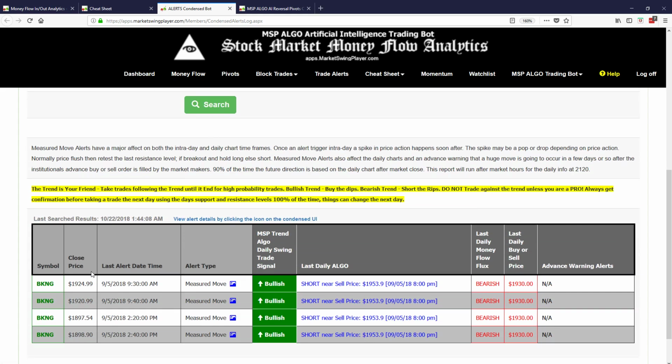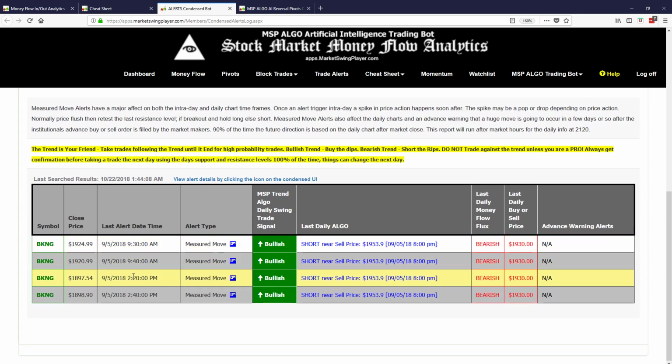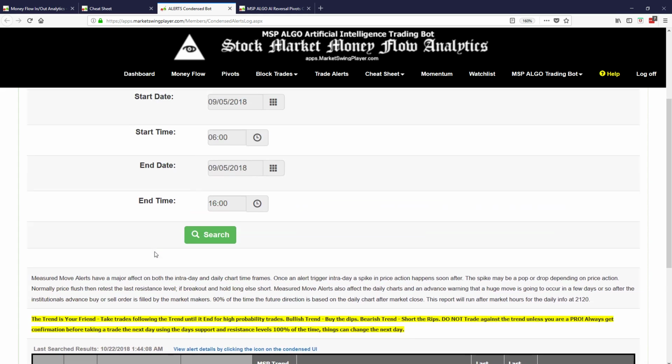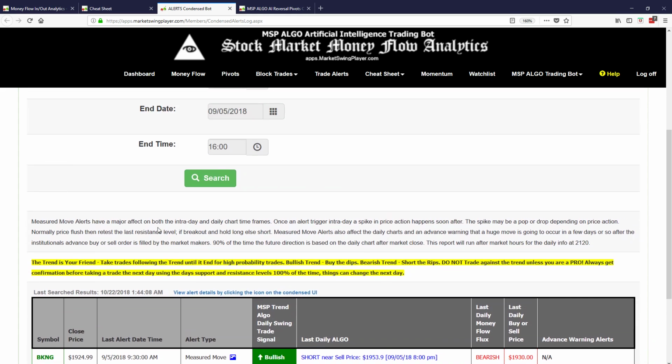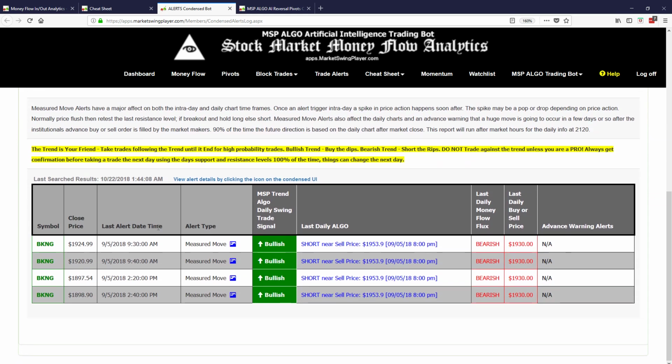Let's see if we had any for booking. So at 9:30, 9:40, we know a move is going to happen. That's the benefit of the measure move alerts. You know a move is going to happen, right? You know that the big boys are there and the move's about to happen. So this wasn't filled at the time, but we got booking. And we know it was near 1925 rounded at 9:30, so we got an alert.